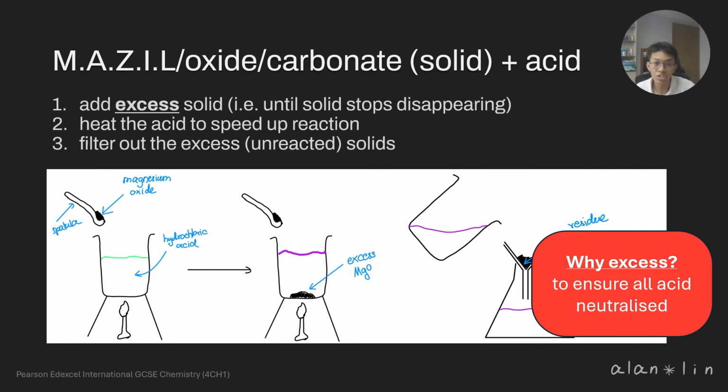And a common question is, why do you need to add an excess of solid? Well, that's because we need to make sure that all the acid in the beaker is neutralized. If we have leftover acid, that means that the solution that we obtain at the end isn't just the pure salt solution. It will also contain the leftover acid, and we don't want that because we want pure salt.